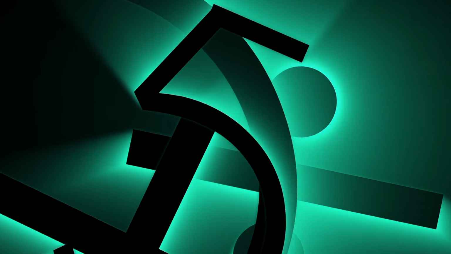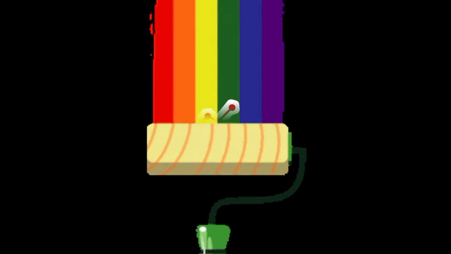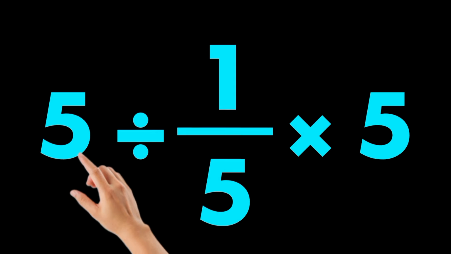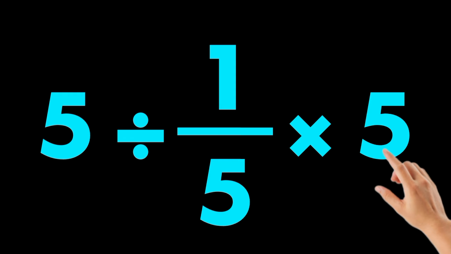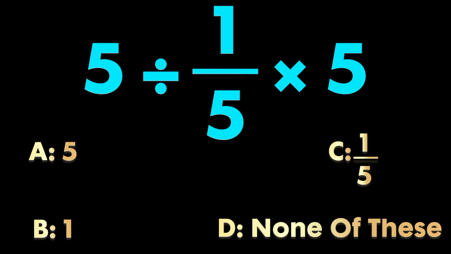You're about to witness one of the biggest math traps on the internet. Don't look at the options yet. Your brain is already trying to trick you. Let's see if you can beat this. Here it is. 5 divided by 1/5 times 5. And your choices? A, 5, B, 1, C, 1/5, D, none of these.